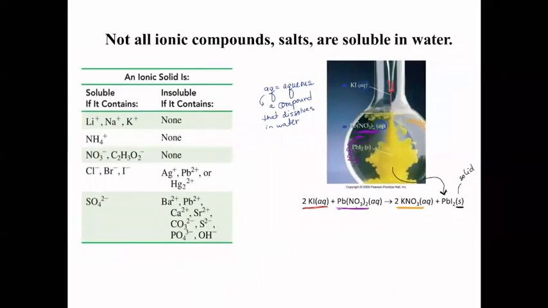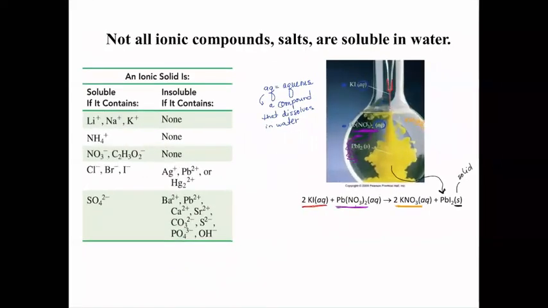So why are solubility rules important? Solubility rules tell you about the ability of certain compounds to be soluble in water. And in double replacement reactions, it is particularly important to note, do you form a precipitate or not?